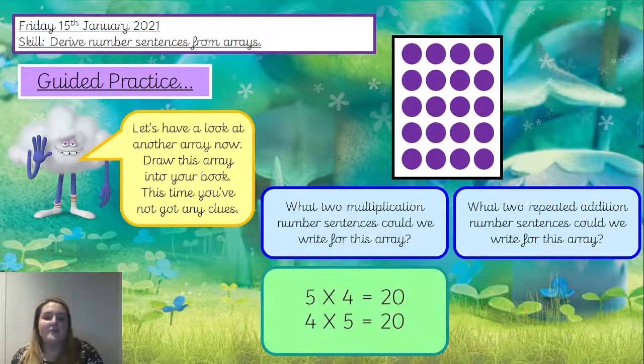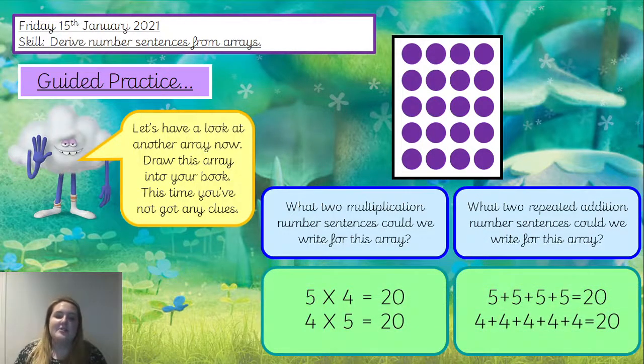Okay, well done for drawing your array. So the 2 multiplication number sentences for this specific array is 5 times 4 equals 20 and 4 times 5 equals 20, because we've got 5 groups of 4 and 4 groups of 5. We've also got 5 add 5 add 5 add 5 equals 20, and 4 add 4 add 4 add 4 add 4 equals 20. Okay, give yourself a tick for every number sentence that you got correct. Well done.